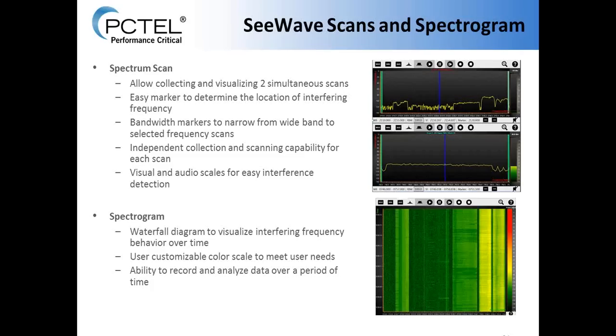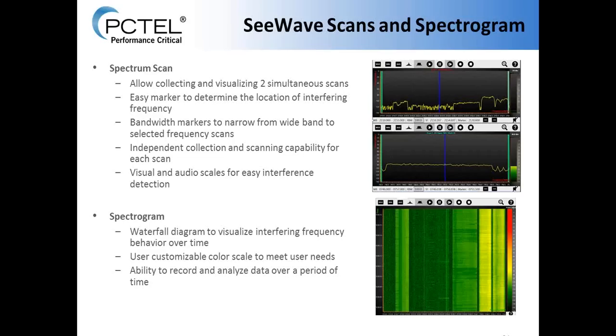And each scan that you set up has independent collection and scanning capability. So combined, the spectrum scan charts also show you the power level varying for the center frequency along the x-axis, where you can see all the different frequencies and the powers on them.